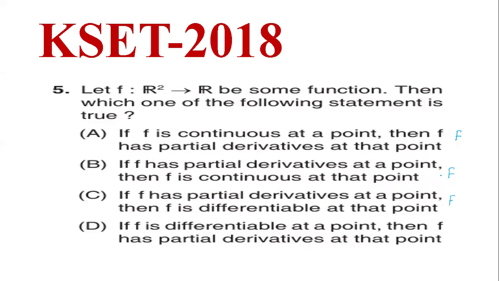Obviously, no need to check this option, because it is wrong. Fourth, if f is differentiable at a point, then f has partial derivative at that point. The others are false and the remaining one is right. This is the right answer. Simple question, result based question. Write down all the results and practice.